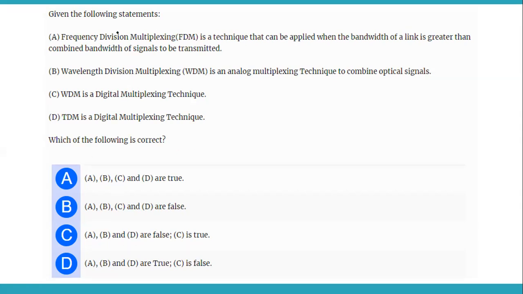So they are saying frequency division multiplexing is a technique that can be applied when the bandwidth of a link is greater than combined bandwidth of signals to be transmitted. Wavelength division multiplexing is an analog multiplexing technique to combine optical signals. WDM is a digital multiplexing technique and TDM is a digital multiplexing technique. So अब आपको बताना है कि सही आंसर क्या होगा.